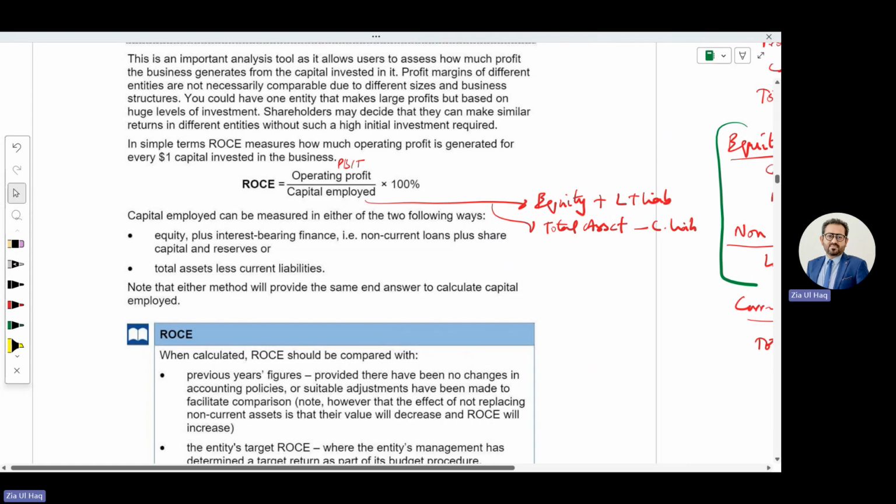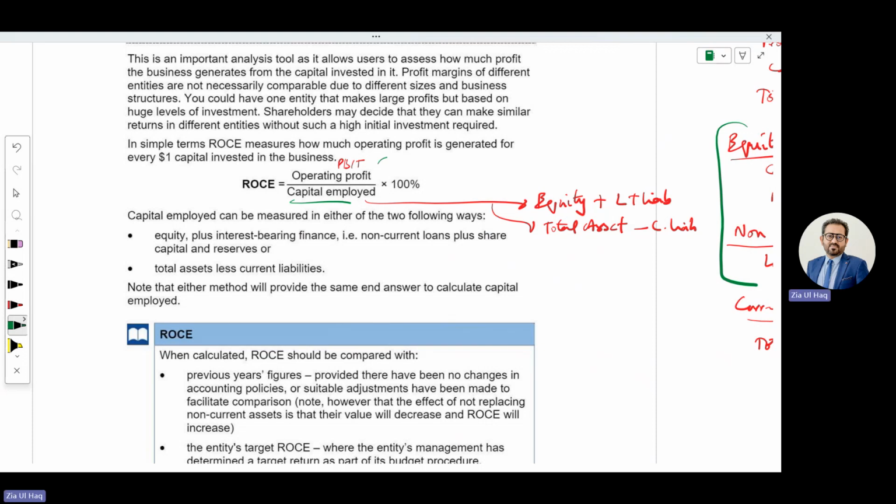So what this ratio tells about return on capital employed: if it is more as compared to previous year or as compared to another company, we will say the company has utilized its assets much better. I mean, this is your investment and this is your profit. If it is increased, this means profit has increased. This means the company has utilized its assets in a much better way as compared to previous year or other company. If it is decreased, the company has failed to utilize its assets in a better way.